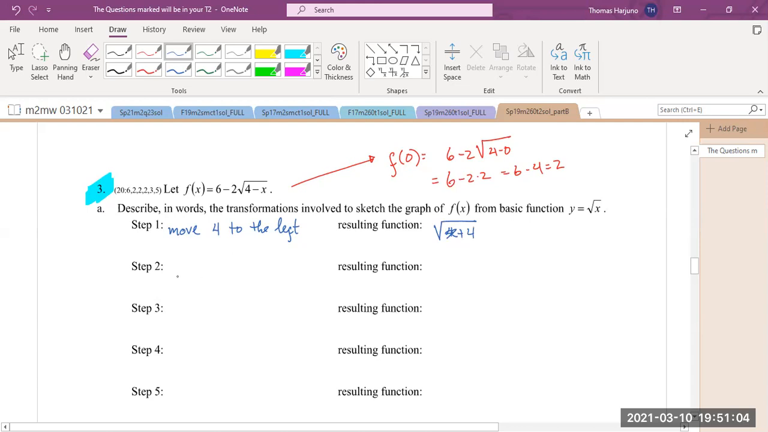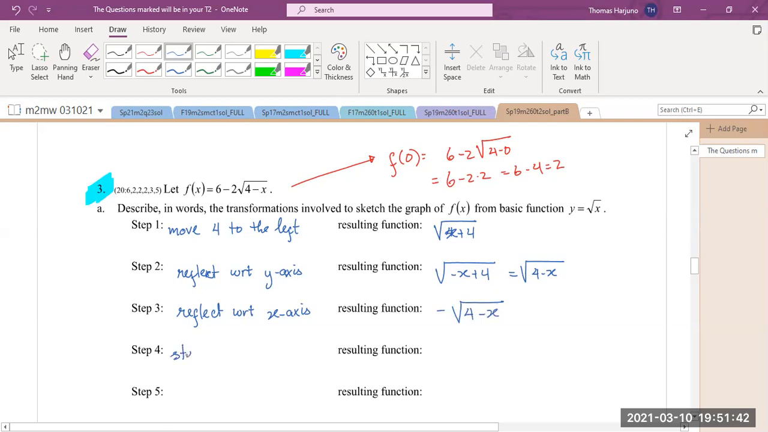Now, and then reflect with respect to the y-axis. That's basically replacing the x by negative x, right? That's square root of 4 minus x. And then reflect with respect to the x-axis, that is negative square root of 4 minus x.